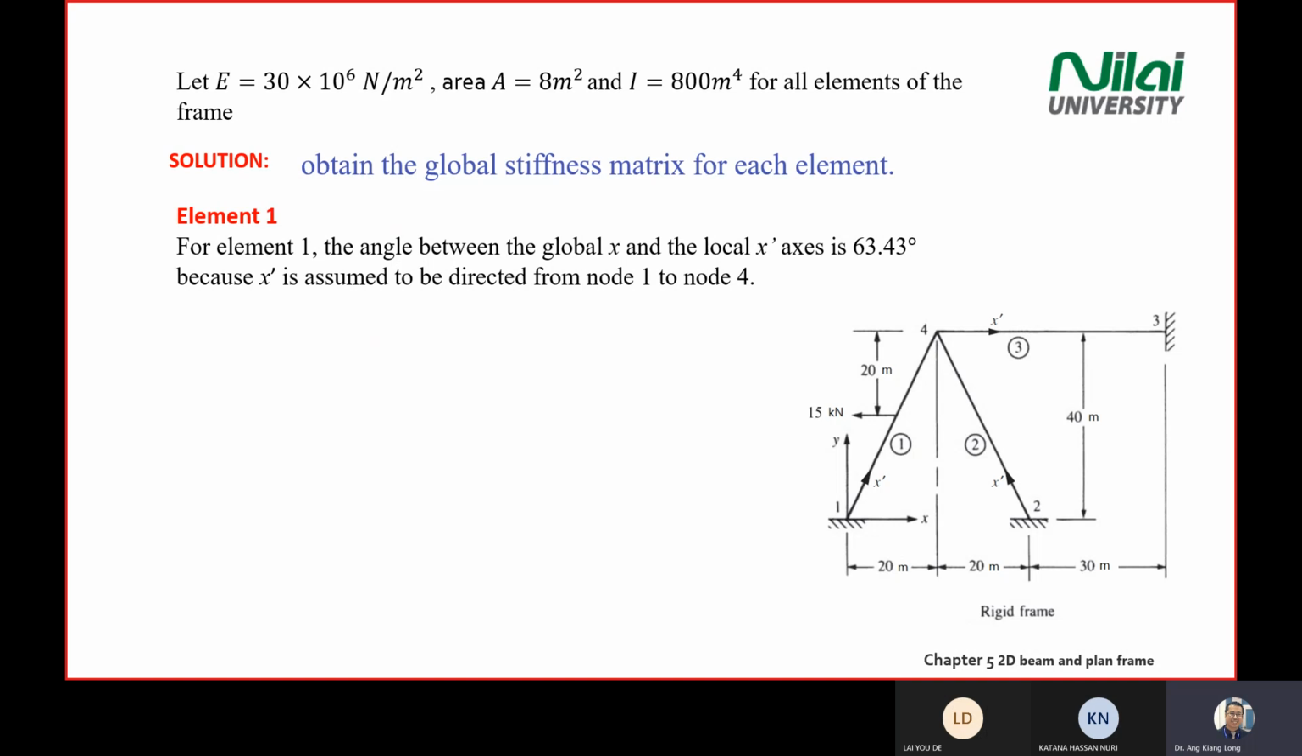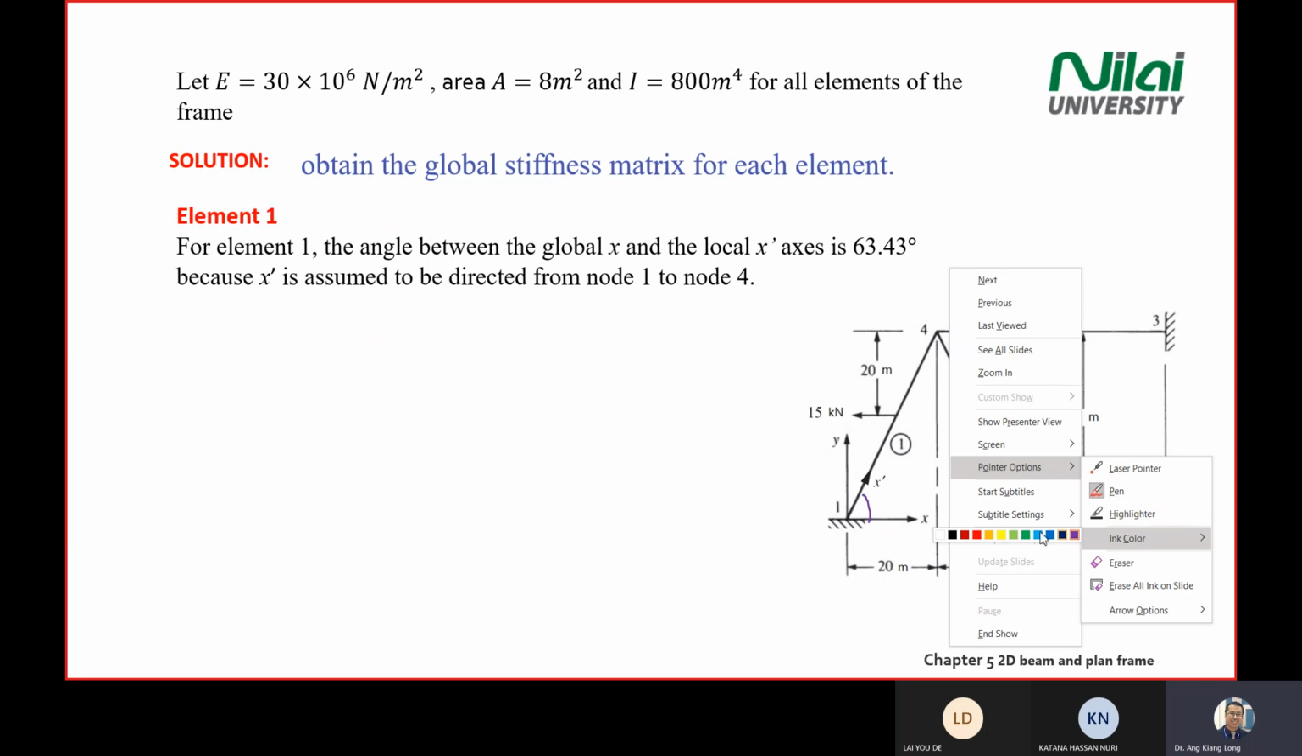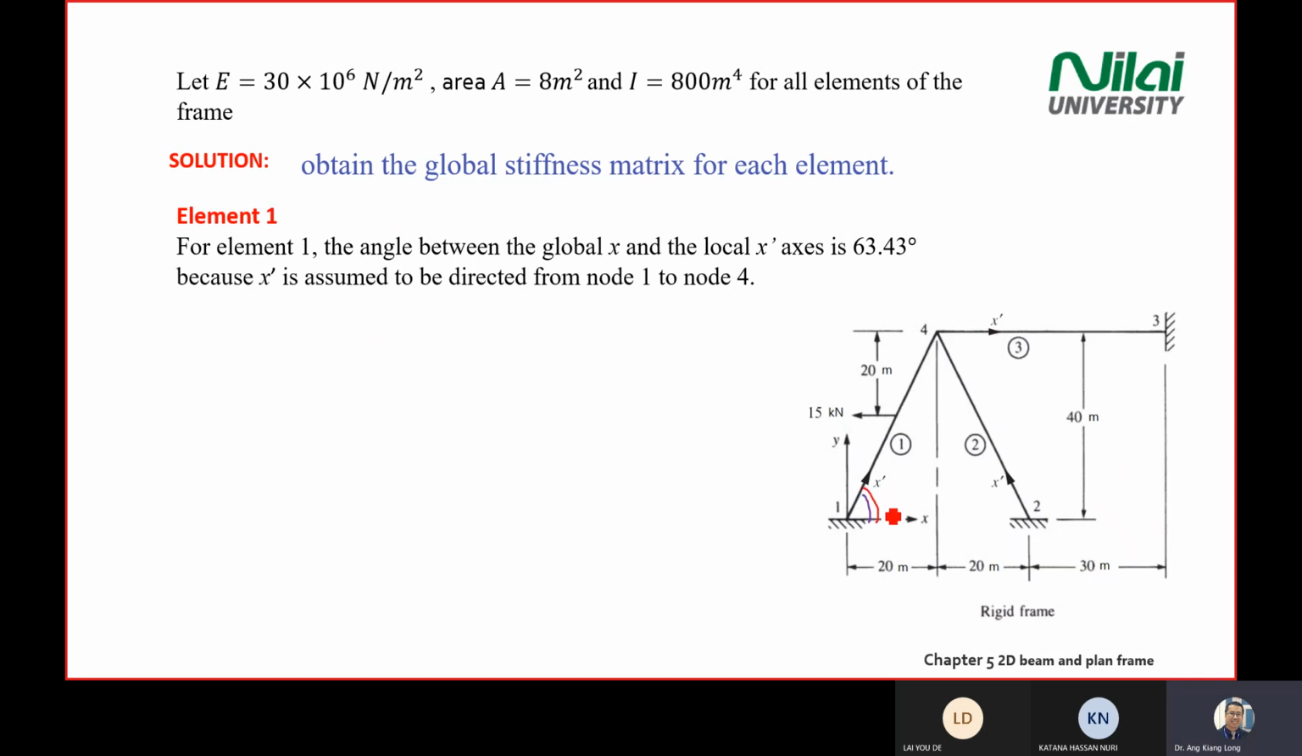So if you look at this example, we look at element 1. Before you solve the question, you need to know the angle. So how do you find the angle? Let me change the color of my pen. The angle for element 1 is this theta, and we always measure the angle from x to x prime in the anti-clockwise direction. Katana, are you able to explain how you find the angle here with all the dimensions you have on the screen?